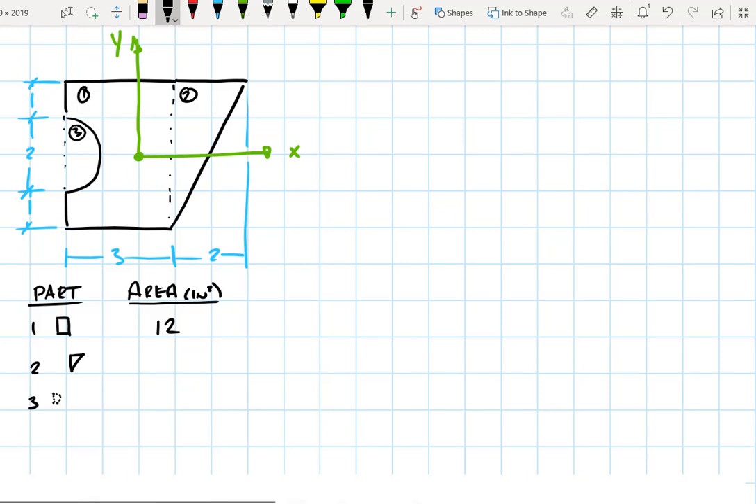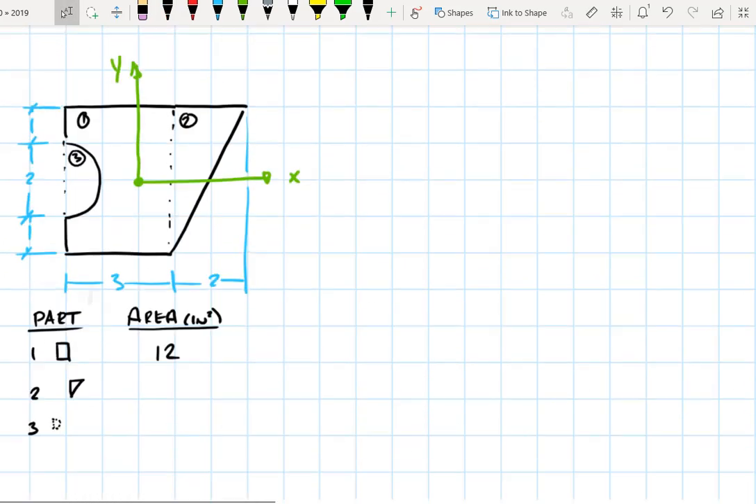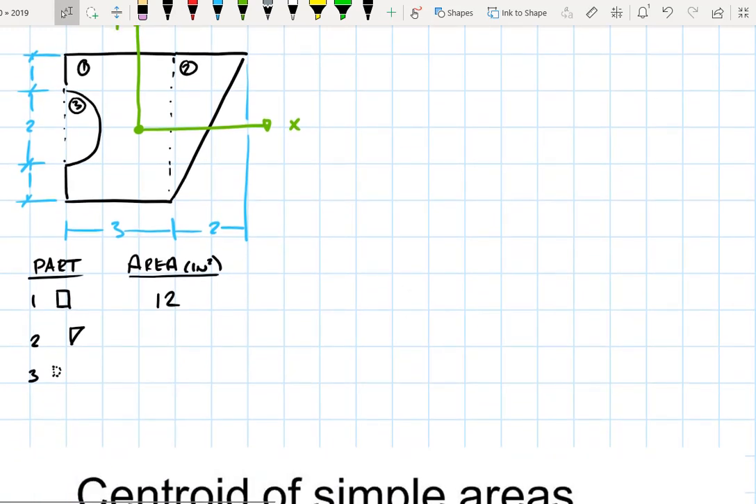Right now, part 1 is an entire rectangle, because that's what's in here. Part 2 is this triangle. It has a base of 2 and a height of 4, so 8, but divided by 2 is 4. And then here we have a half of a circle. It has radius 1 or diameter 2, whichever way you want to go.